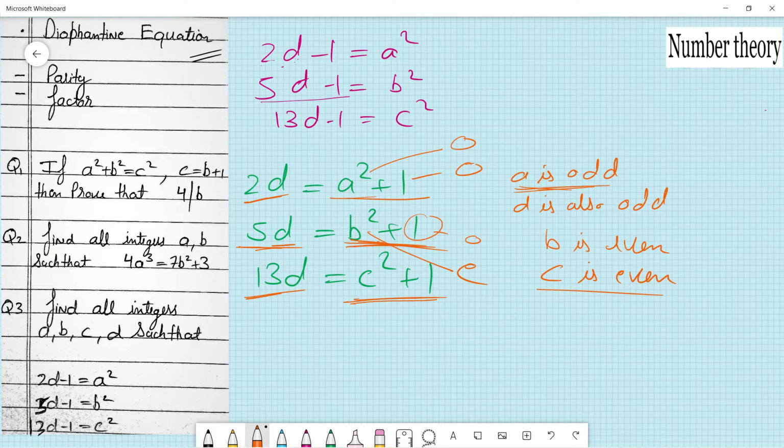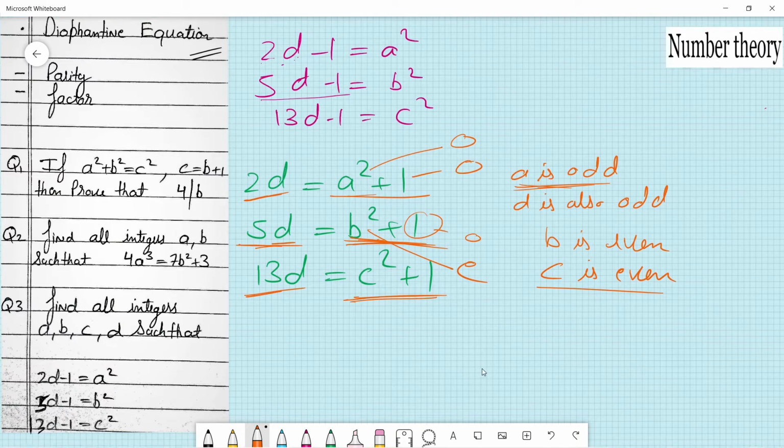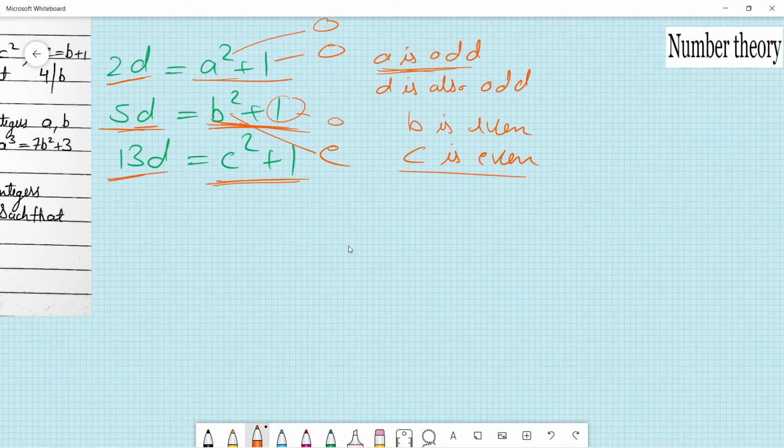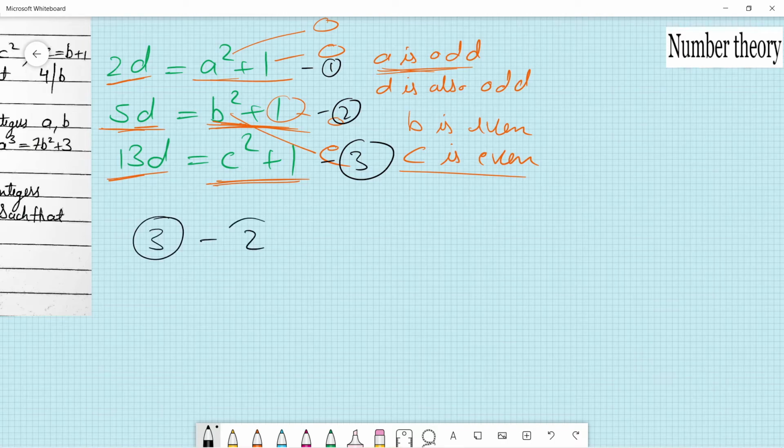Okay, so now what do we do? First let's name these equations. Say it is 1, 2, 3. What we'll do is subtract 2 from 3. So 3 minus 2. What we'll get from this? We'll get AD equals c square minus b square.